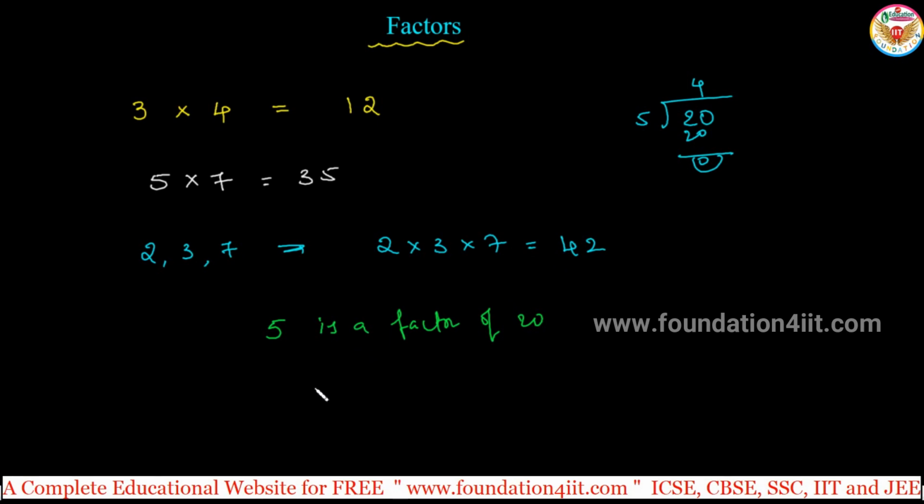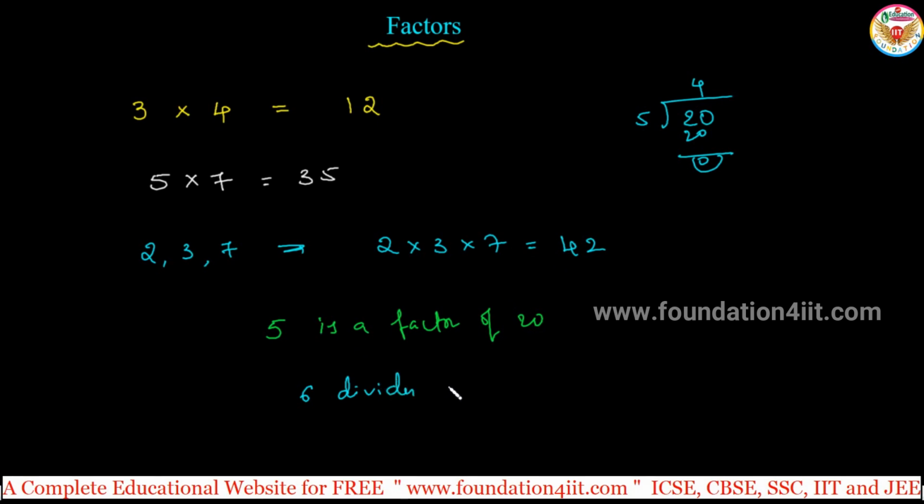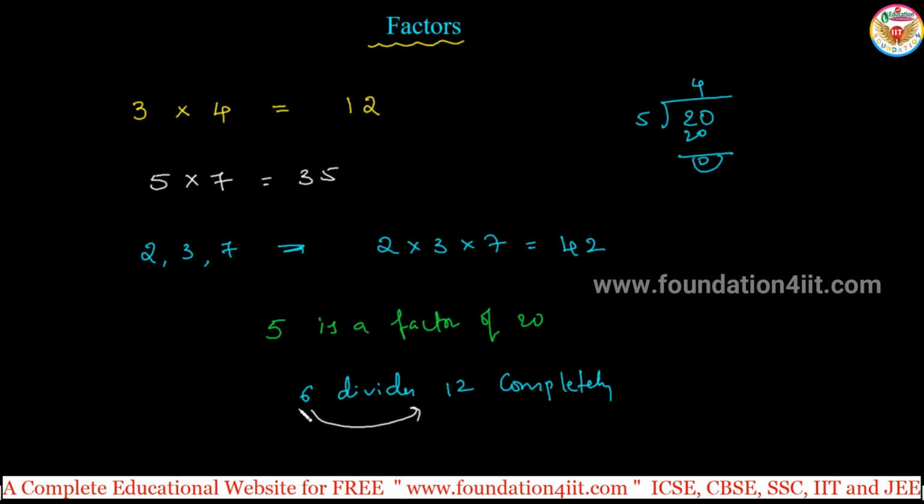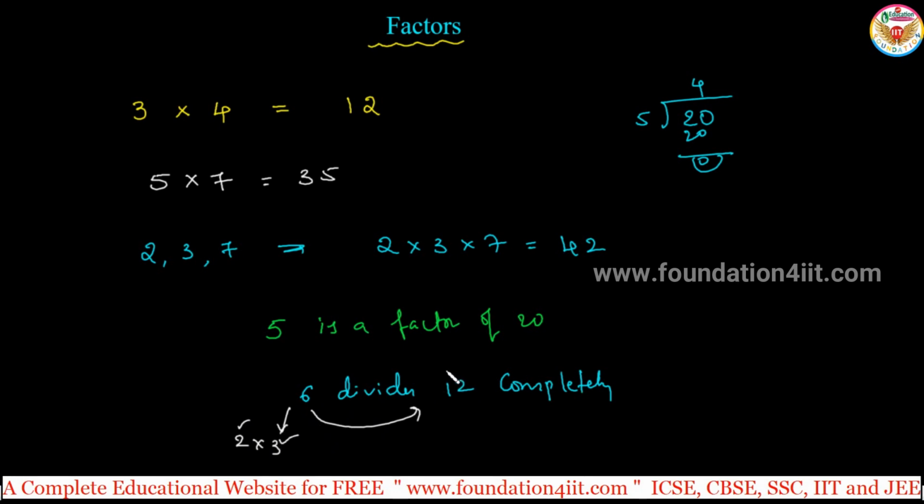In the same way, 6 divides 12 completely. That means whenever you divide 12 by 6, you get remainder 0. So 6 divides 12 completely. Therefore 6 is a factor of 12. Again, 2 into 3 is 6, so 2 is also a factor of 12, and 3 is also a factor of 12. You can make any numbers like this.